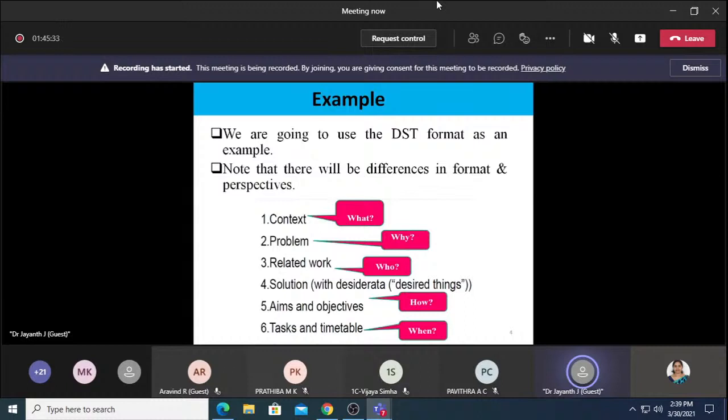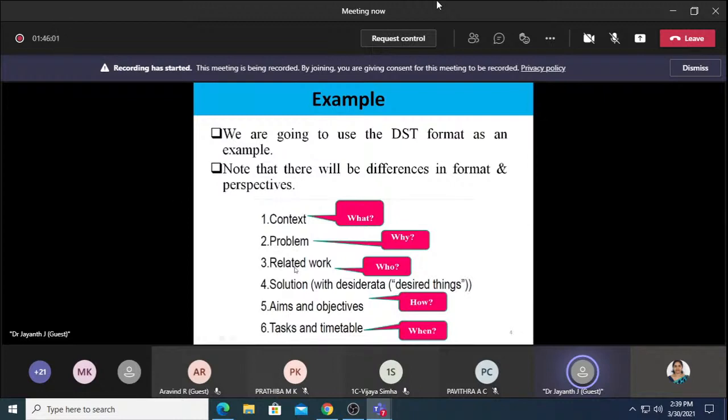Note, there will be differences in formats and perspectives. For example, if you go for VGST, it has a different style of format. If you go for SERP, it also has a different style of format, but these six contents will be the same. The first one is context: on what topic do I need to write. Second is the problem: why I need that problem related to this context.